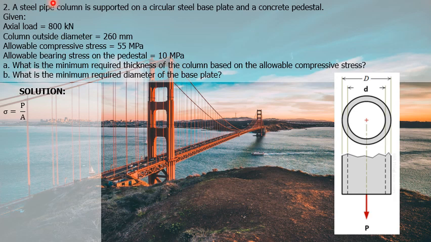This is the figure of the problem. The problem is a combination of compressive stress and bearing stress. The steel pipe column is hollow. Ibig sabihin, butas. Butas ang steel pipe column. Let's proceed with our solution.